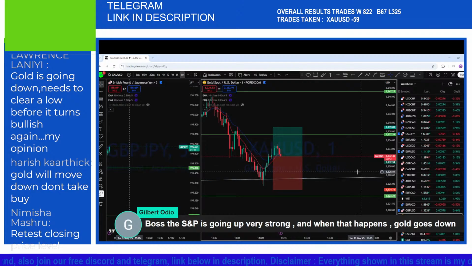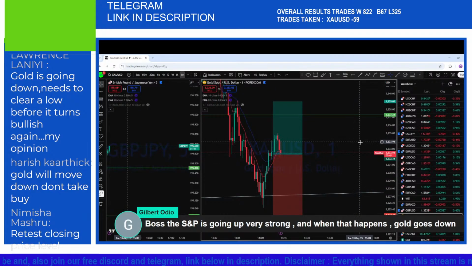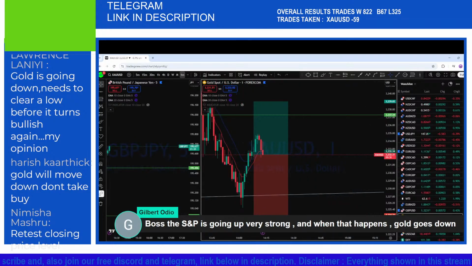Okay, at my entry, doesn't look very strongly bullish here. I'm exiting the trade with break even. So I'm out of the trade at break even.